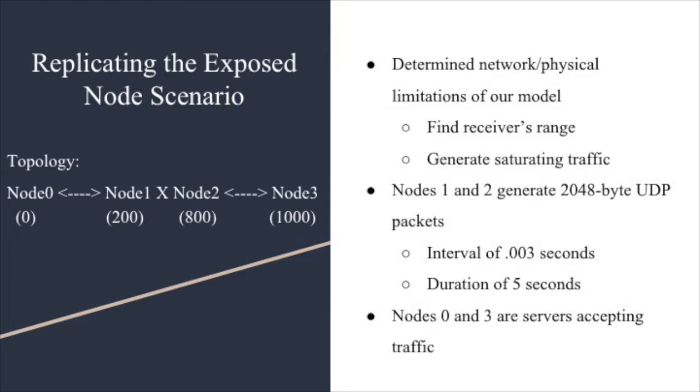So as far as generating traffic, we had nodes 1 and 2 generating 2048 byte UDP packets at an interval of 0.003 seconds and for a duration of 5 seconds.